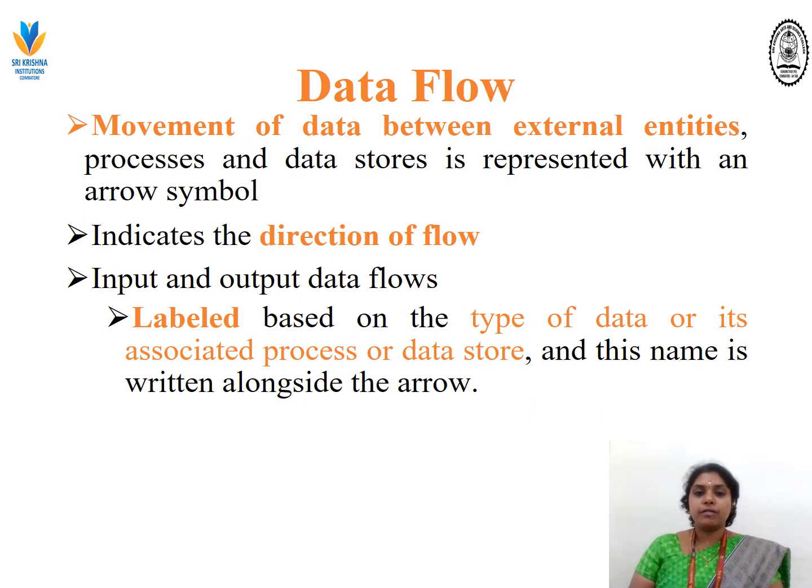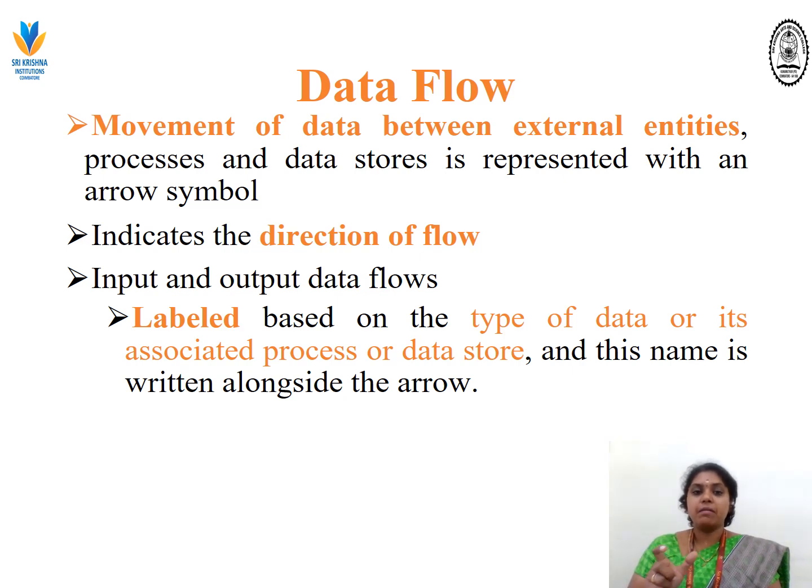And next one is data flow. We know that the data flow is indicated by an arrow symbol, and here it is majorly focused on the movement of data between the external entity and the process, and also from the data store. It is represented with the symbol called an arrow, and it indicates the direction of flow. The input and the output data flow has a label based on the type of data it associates with the process or the data store, and this name is written along the arrow as a label.